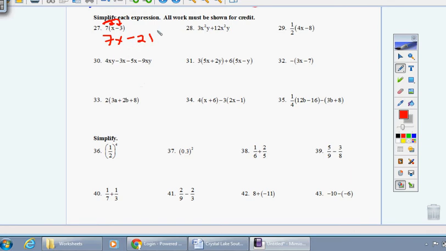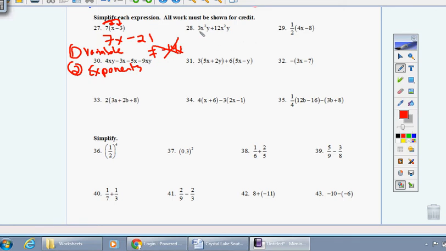Now remember, I can't combine these, so this does not equal negative 14x. Do not do that. Okay? Remember, when we combine like terms, they have to have two things in common, right? Like terms have the same variable, okay? And those variables have to have the same exponents. If a term does not have the same variable and same exponents, you cannot combine them.